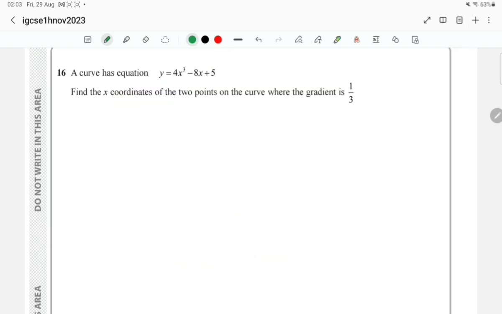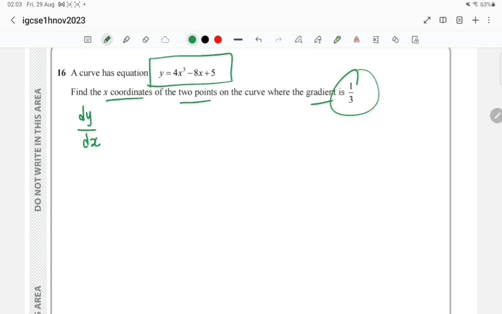Question 16. A curve has equation y equals 4x cubed minus 8x plus 5. Find the x coordinates of the 2 points on the curve where the gradient is 1/3. So gradient, we know that is dy by dx. So I need to differentiate this curve. Differentiate 4x cubed: it would be 4 times 3, which is 12x squared. So send the power in front, subtract 1 from the power.